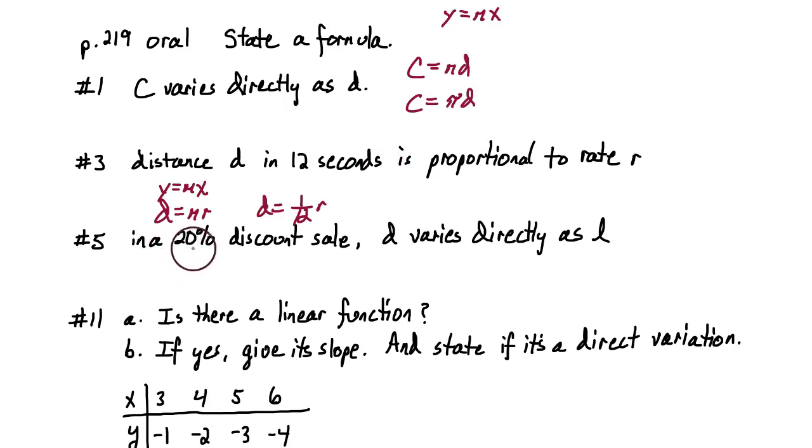Number 5, in a 20% discount sale, the discount d varies directly as the list price L. The basic setup for a varies directly situation is y equals m times x. But we don't have y and x. We have d and L. Now we're told that the value of m is going to be given to us in the problem. That's 20%. We can say that the discount price equals 20% of the list price.